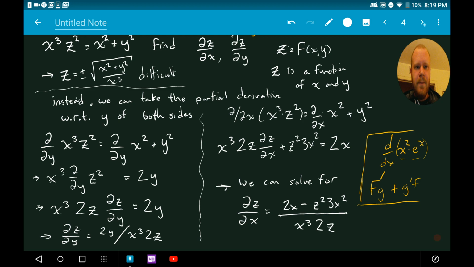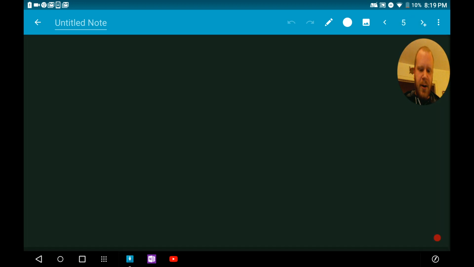Okay, there we go. So that's going to be it for partial derivatives in terms of actually computing them. There is one other slide that I want to make, which is kind of describing what's going on with them.